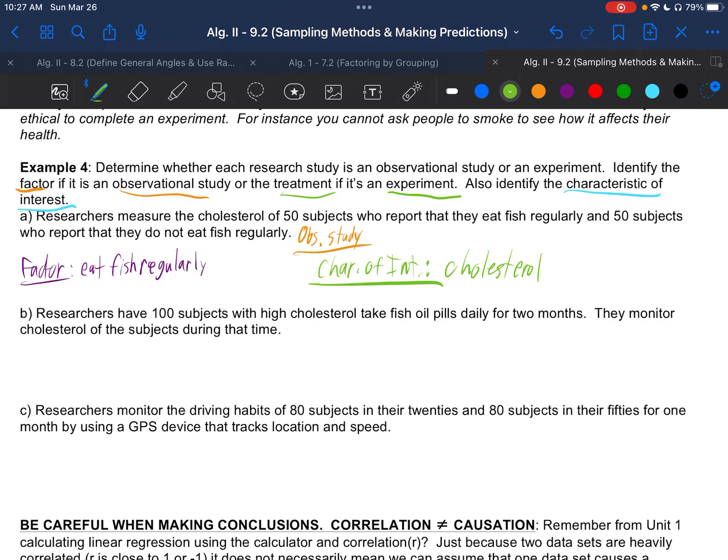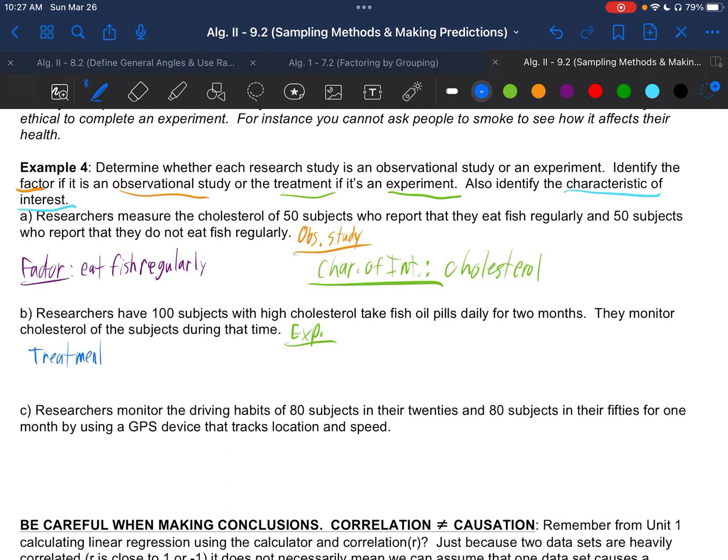Letter B, go and try it. So if they have 100 subjects with high cholesterol and they are having them take fish oil pills daily for 2 months, and they're going to monitor the cholesterol. So this would be an experiment because they're actually changing something. They're altering it. And so rather than a factor, you have a treatment.